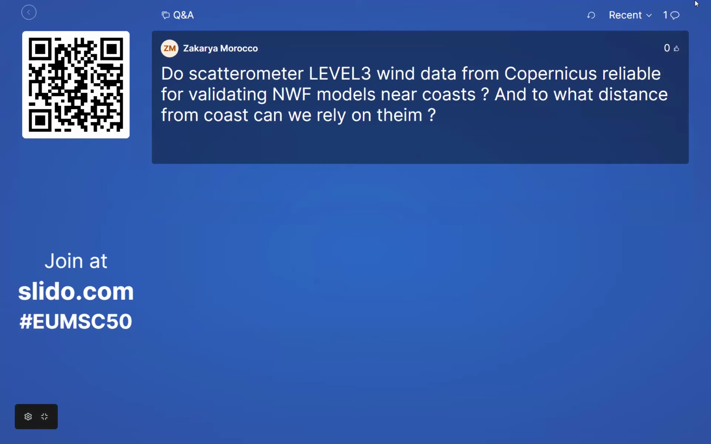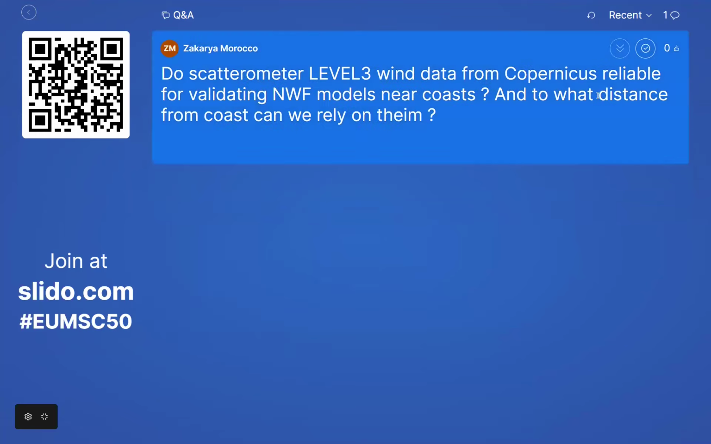Okay. And so we have a question here from Zakaya about the scatterometer level 3 wind data from Copernicus, and is it reliable for validating NWP models near the coasts, and at what distance to the coast can we rely on them? So I think this is probably one for Rianne to answer, but maybe Anton can also offer something. Yeah, I'll have a go.